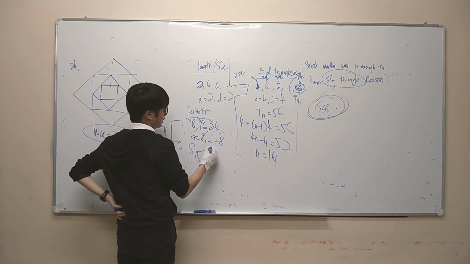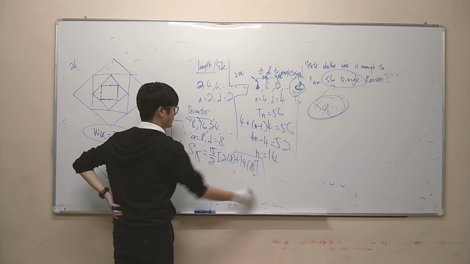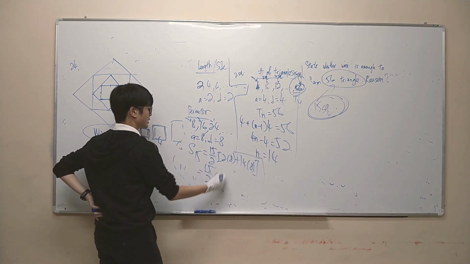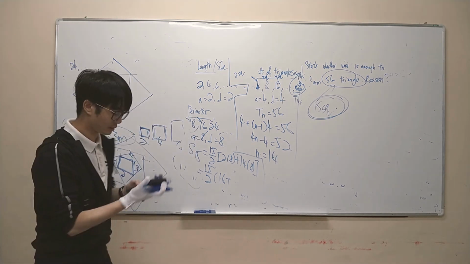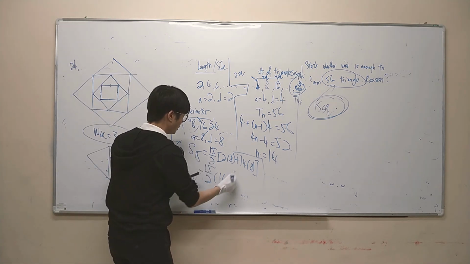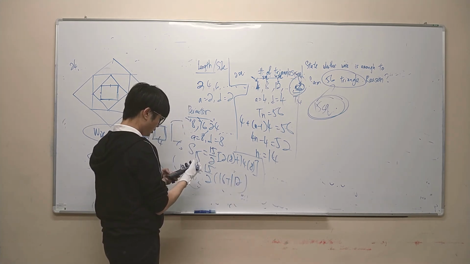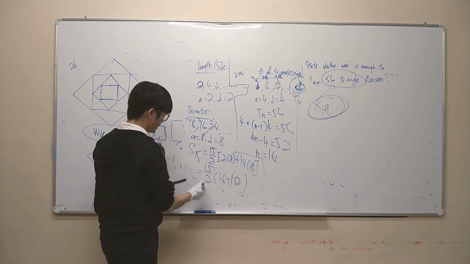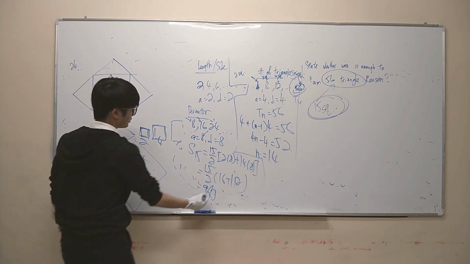So n over 2, and then 2a plus n minus 1 d. 15 over 2, here is 16, here is what's 14 times 8? Press it. 14 times 8 is 112, and then plus 16. 112 plus 16, and then times 15 divided by 2. 960. So this will be in meter.